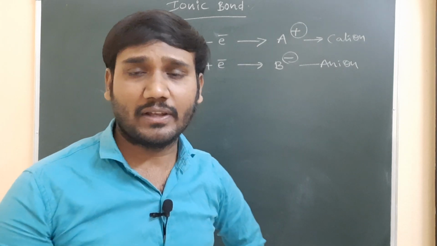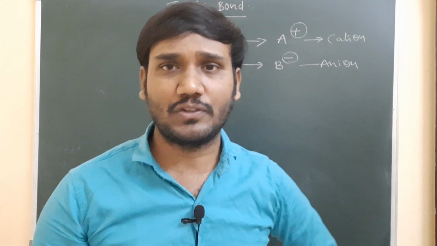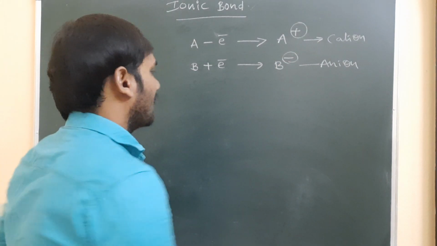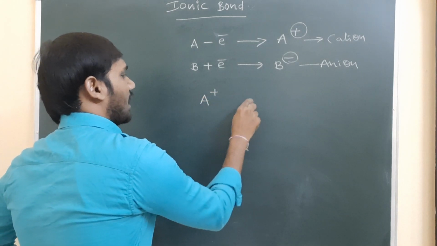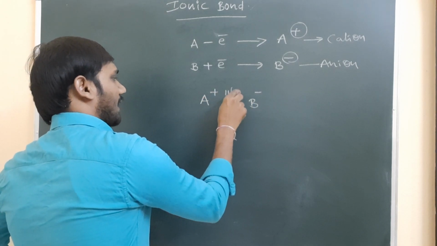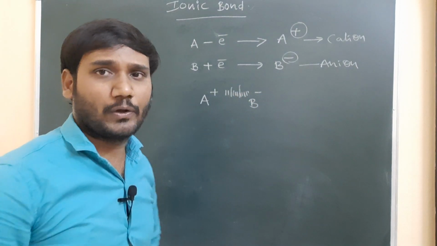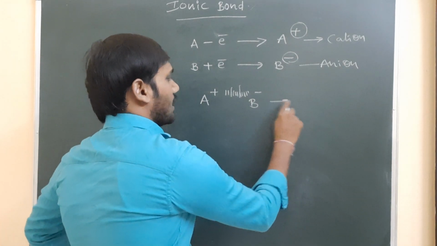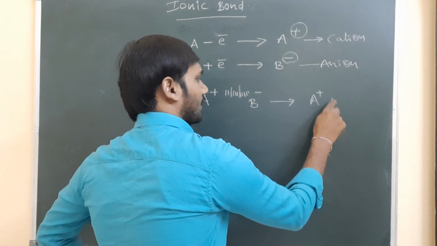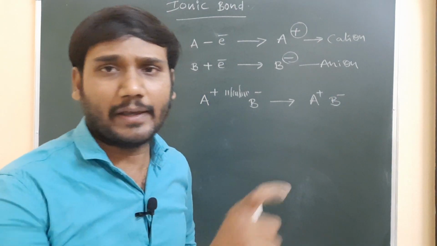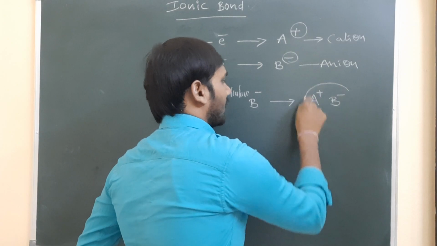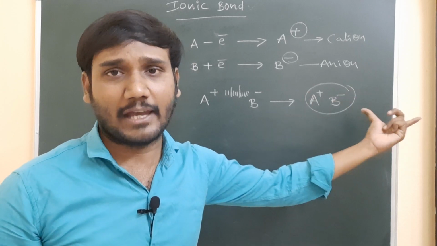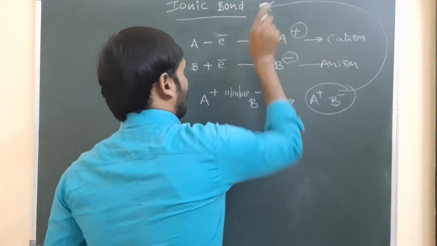Always in nature, attraction develops between oppositely charged particles. So A is positive and B is negative, two oppositely charged ions, and between them an electrostatic force of attraction develops. That force is what we call the electrostatic force of attraction. Due to this force the two ions come close to each other and form a stable molecule. Whatever force of attraction operates to bring the two oppositely charged ions together to form a stable molecule is called an ionic bond.